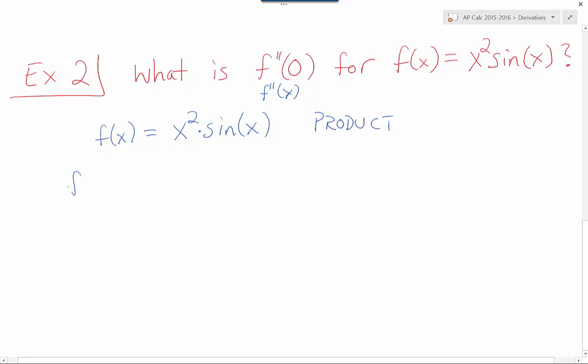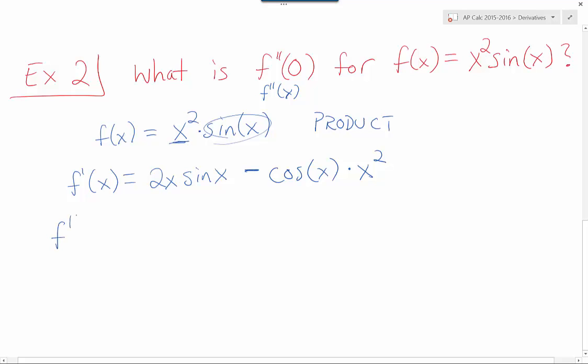For our first derivative, using the product rule, we take the derivative of the first part, 2x, and leave the second part alone: 2x sine x. Plus, now we leave the first one alone and take the derivative of the second. That's negative cosine, so I'm going to change that to minus cosine of x, and we leave the x squared by itself.